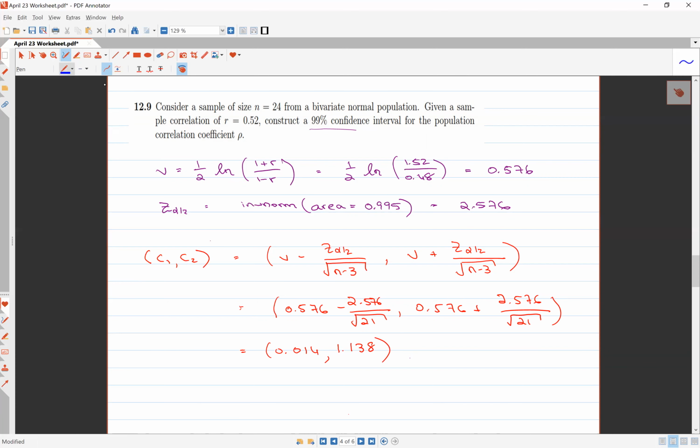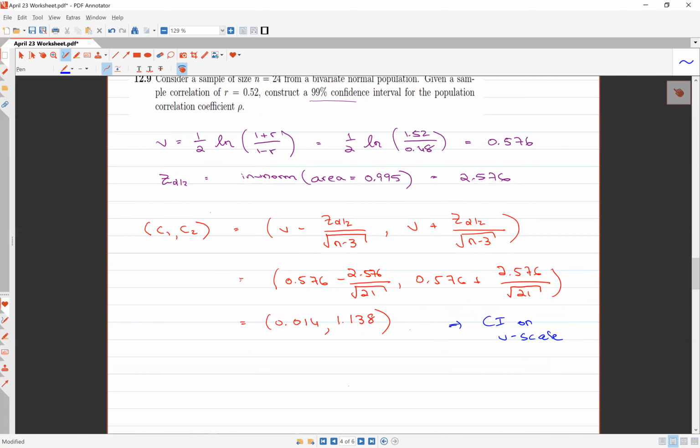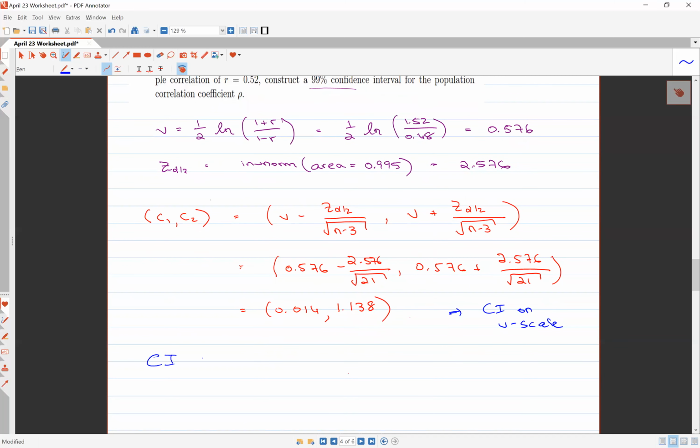But that's not on the confidence interval scale or on the correlation scale yet. This is an interval on the V scale that we've calculated. So we need to convert it back to correlation scale. So we invert this log transformation, and what that looks like is it's the exponent of twice the value minus 1 over the exponent of twice the value plus 1. And you do that for both C1 and C2.